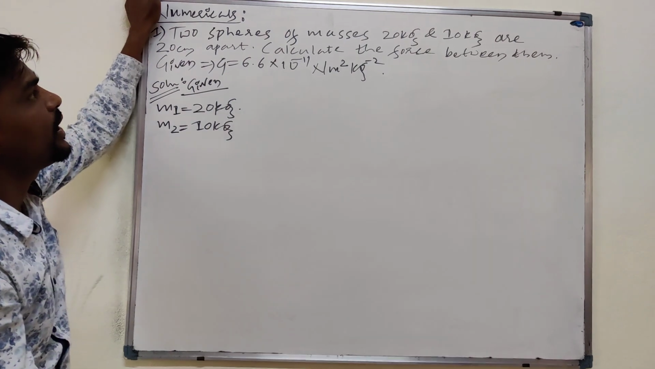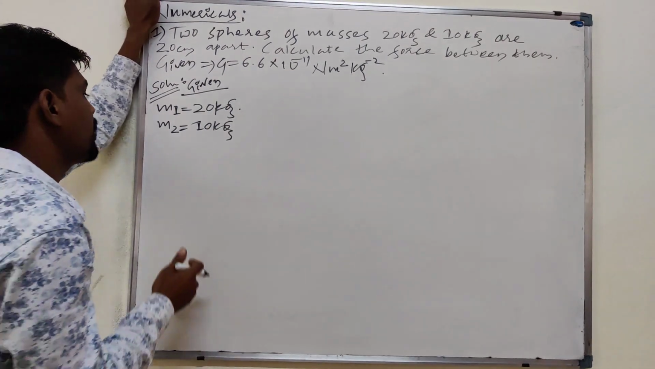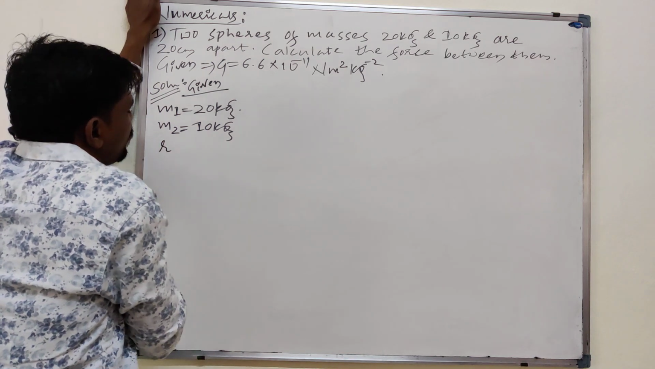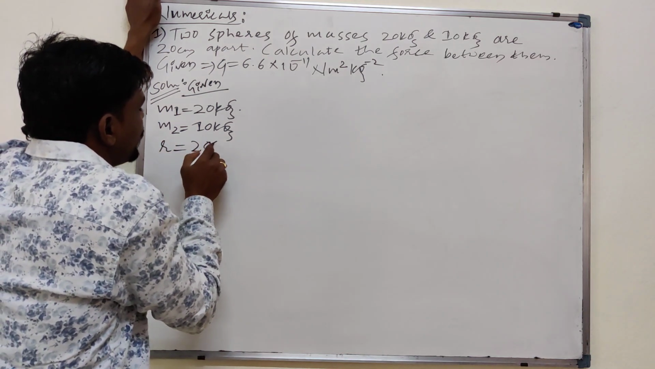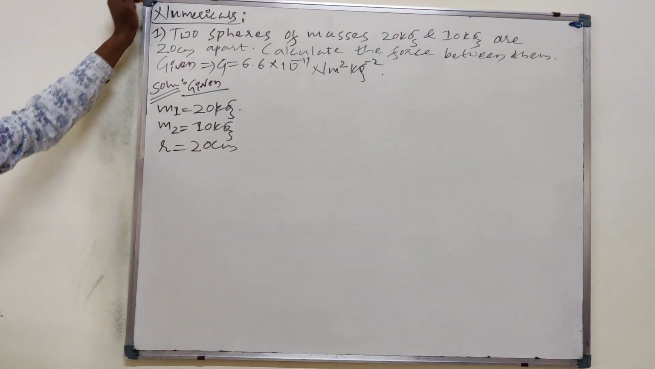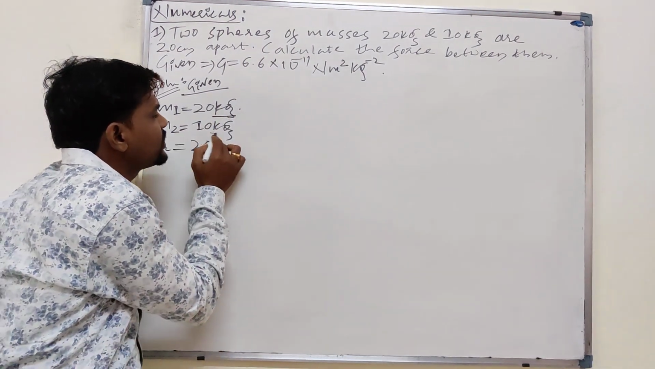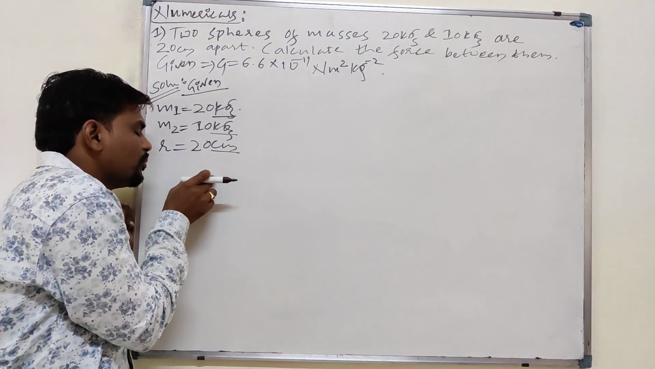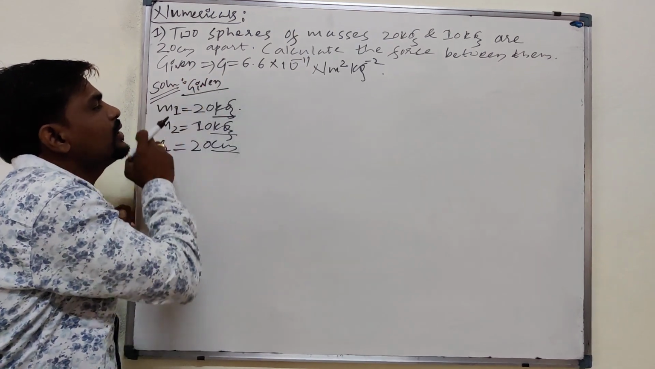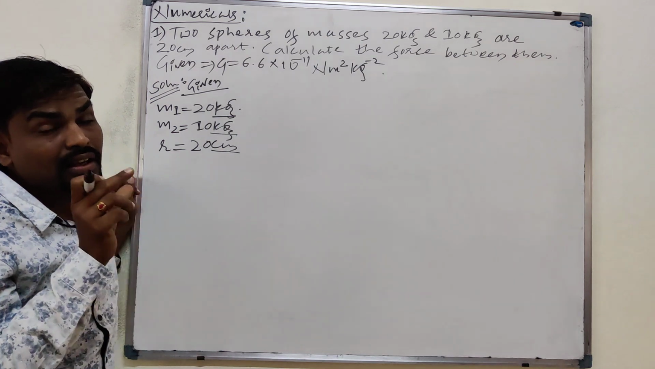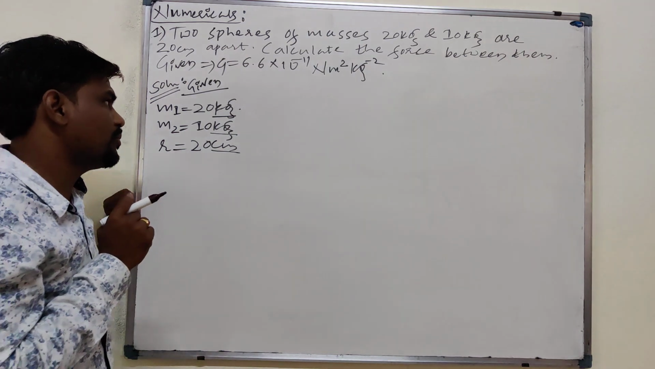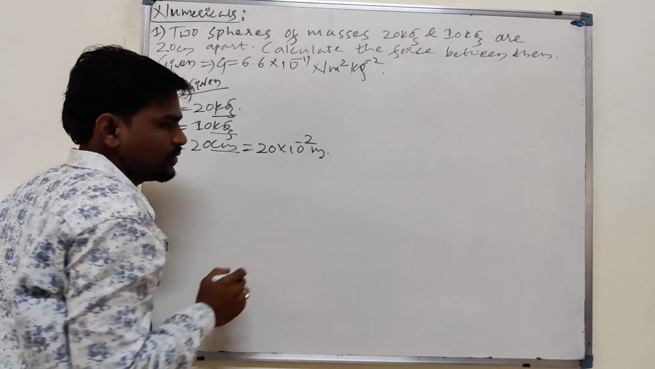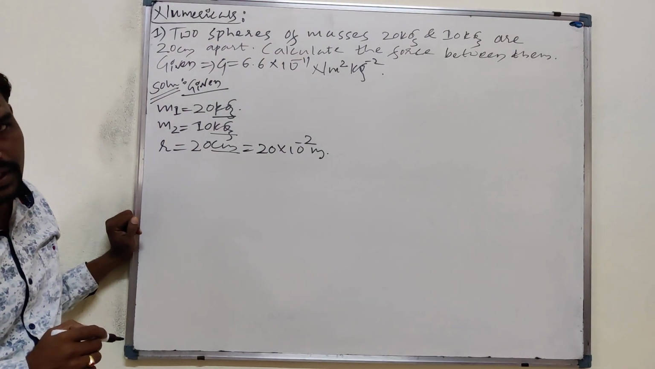Those two masses are separated by a distance of 20 centimeter apart. So the distance R, how much is it? 20 centimeter. See, this is in kg, this is also in kg, but this is in centimeter. So now we are going to convert to meter, because we are going to take all these units in only one system. So 20 centimeter becomes 20 into 10 raised to minus 2 meter.